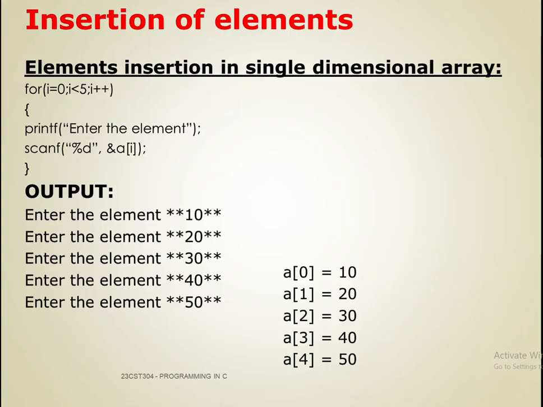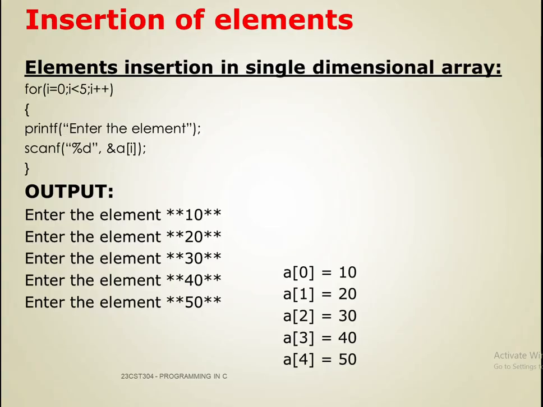Remember an important point. Array indexing always starts from 0. Therefore, the 5 locations are indexed starting from 0. In the 0th index the value is 10. In the first index the value is 20. In the second index the value is 30. In the third index the value is 40. In the fourth index the value is 50.